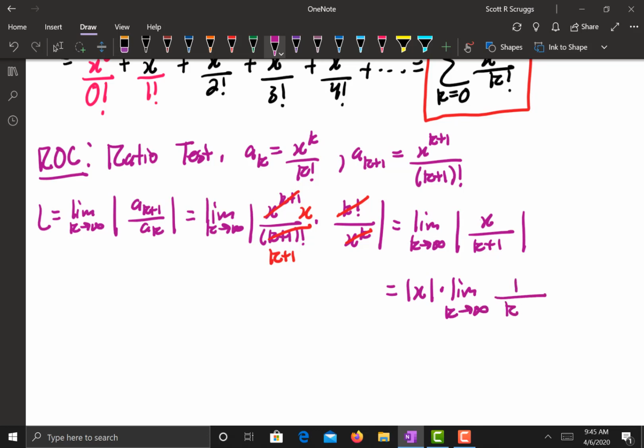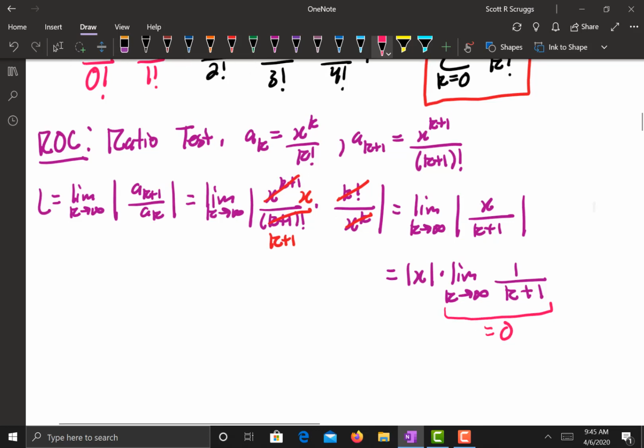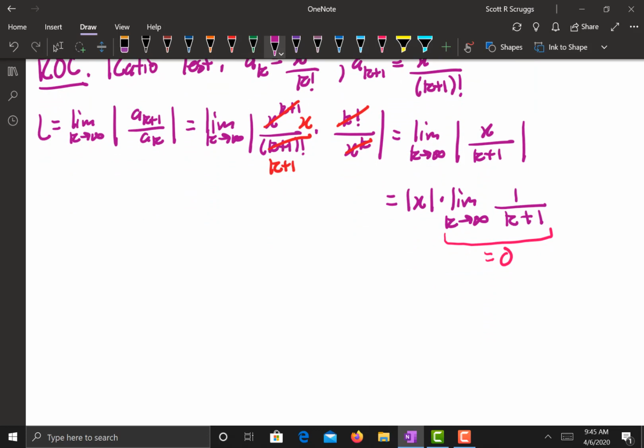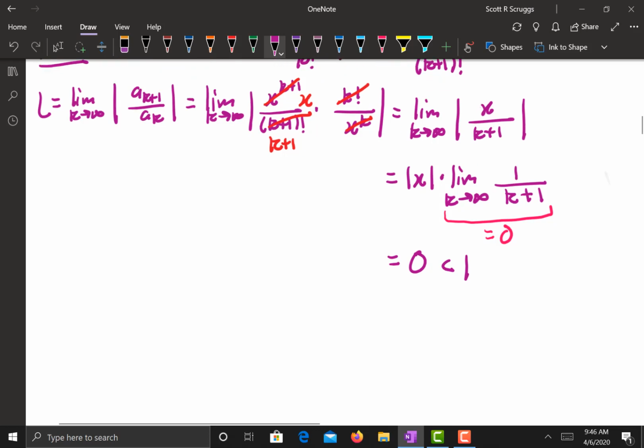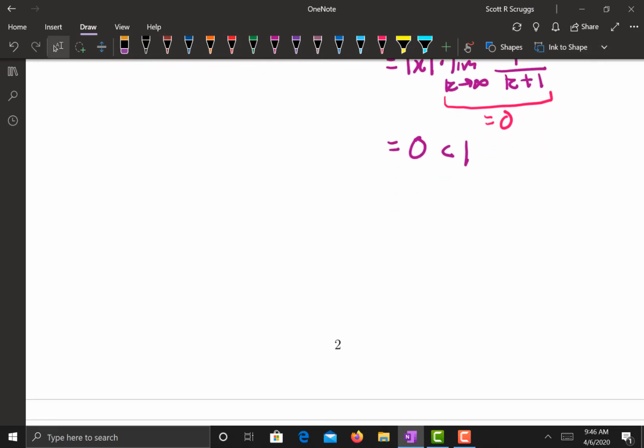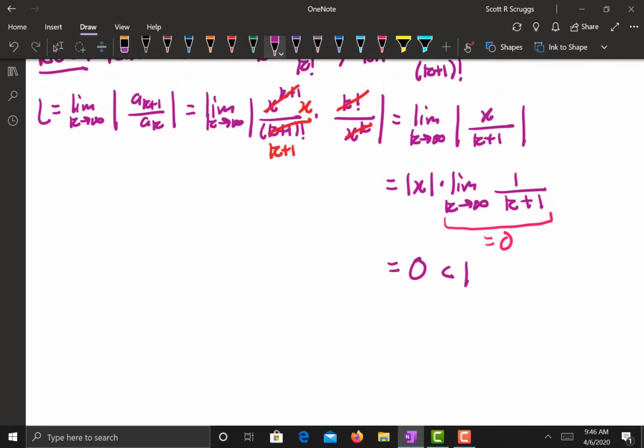So I have the absolute value of x times the limit as k goes to infinity of 1 over k plus 1. But knowing from what we learned in Cal 1, we know that limit better give me 0, which means the whole thing is 0, and that's definitely less than 1 no matter what. And so this is brand new for us. I don't have an absolute value of x anymore, and I use that to form my radius of convergence and my interval of convergence.